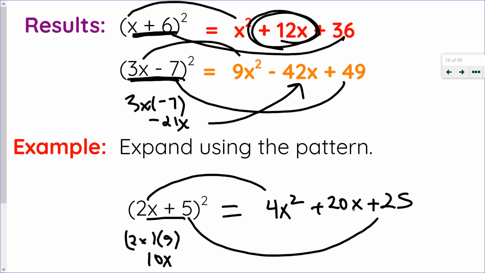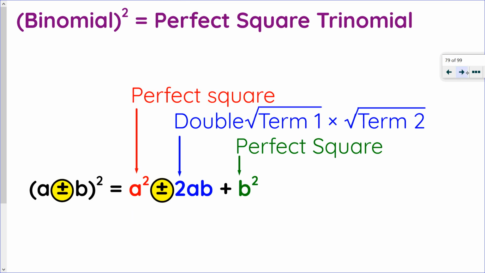So again, this trinomial has a special name, and that is the perfect square trinomial. Anytime you take a binomial and square it, you're going to get a perfect square trinomial. So we can use this if we recognize perfect squares to factor, because then it's easy to go backwards. Here's how I recognize it. My first number is a perfect square. My last number is a perfect square.